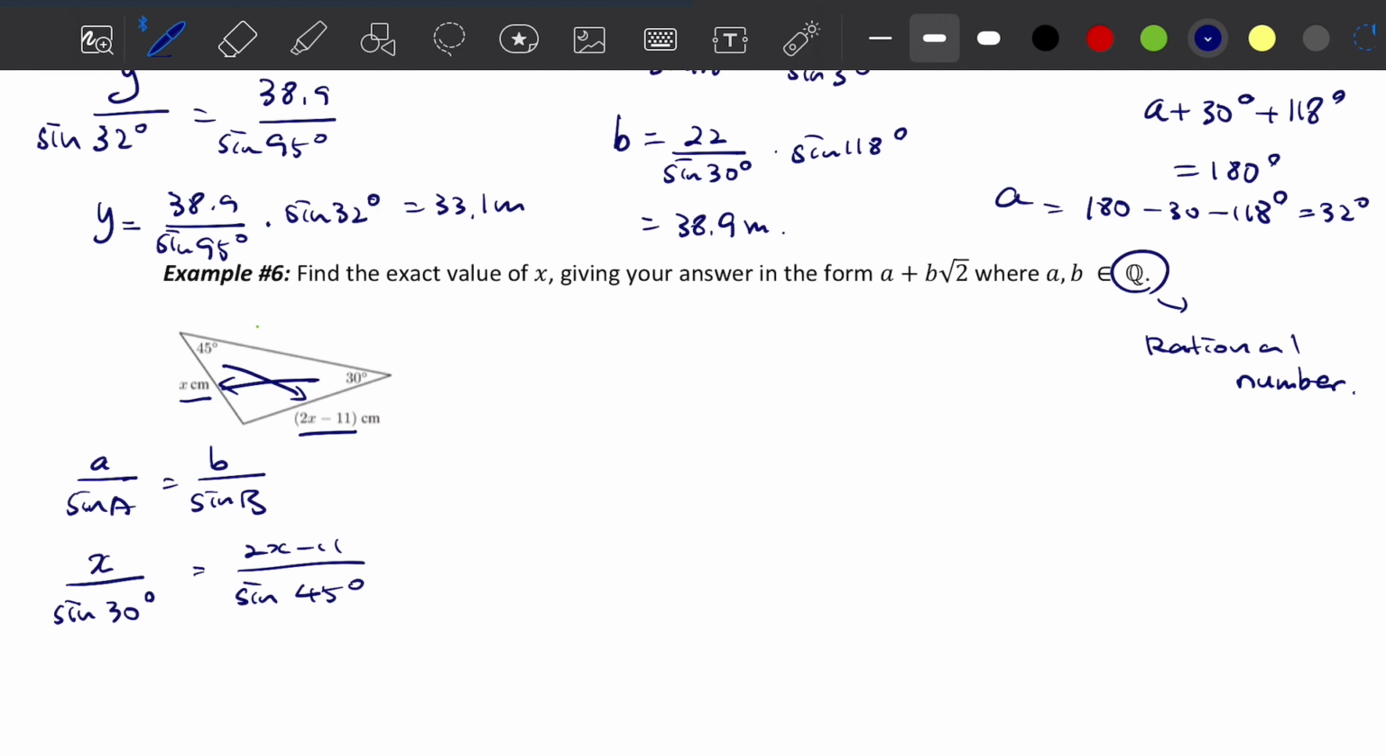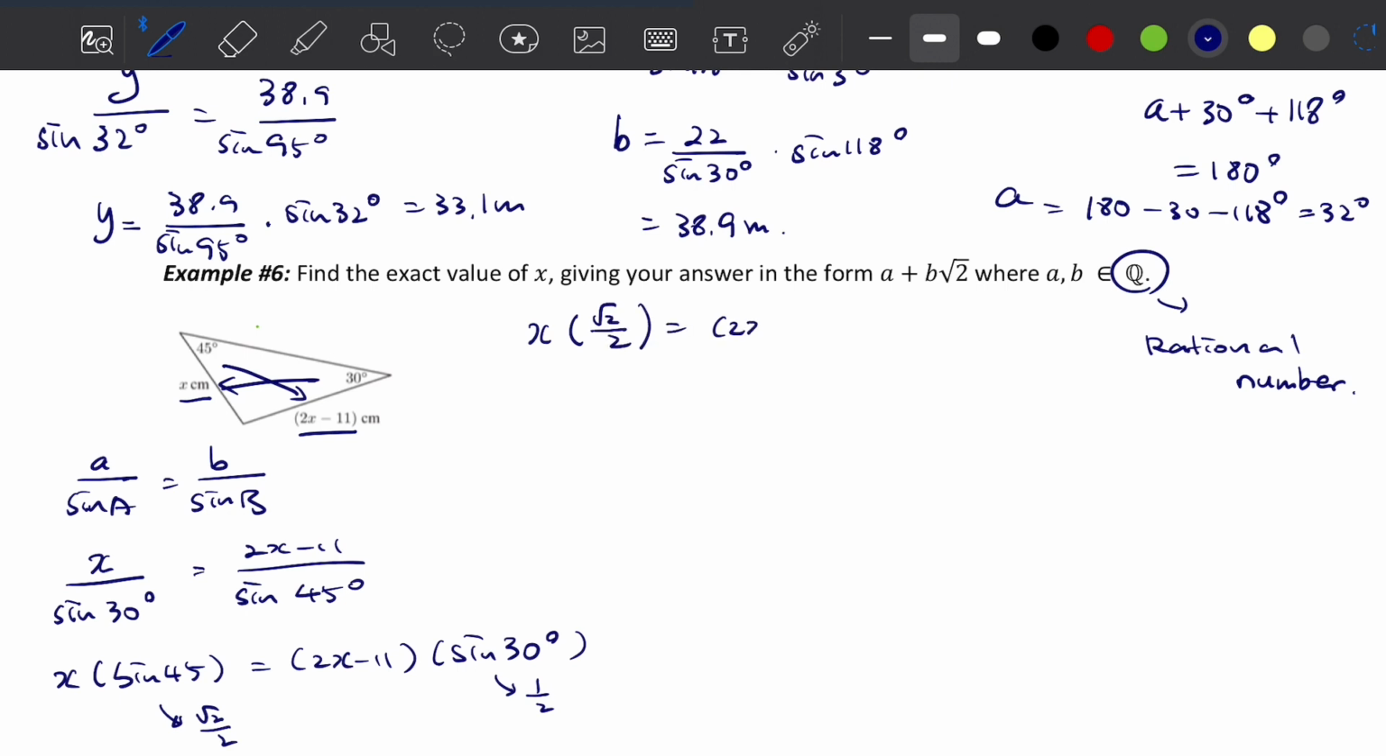Then we can rewrite this equation as x times sine 45 equals 2x minus 11 times sine 30 degrees. Okay, sine 45 is the same as square root 2 over 2, and sine 30 is the same as 1 over 2, right? Then we can say x times square root 2 over 2 is the same as 2x minus 11 times 1 over 2.